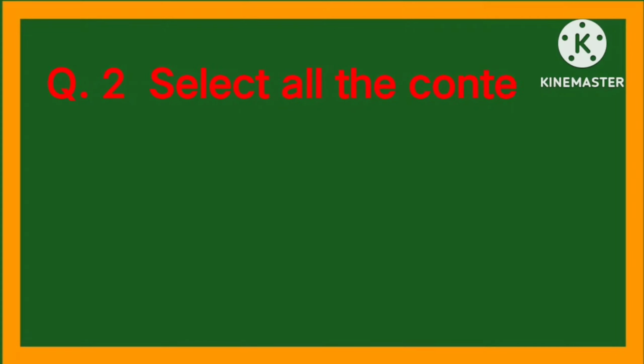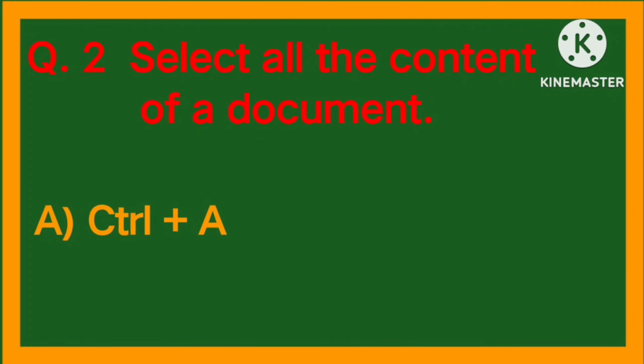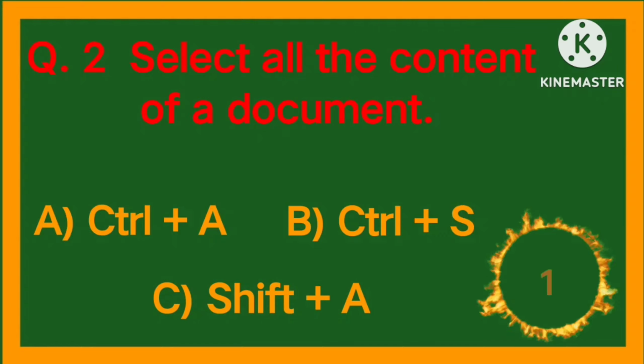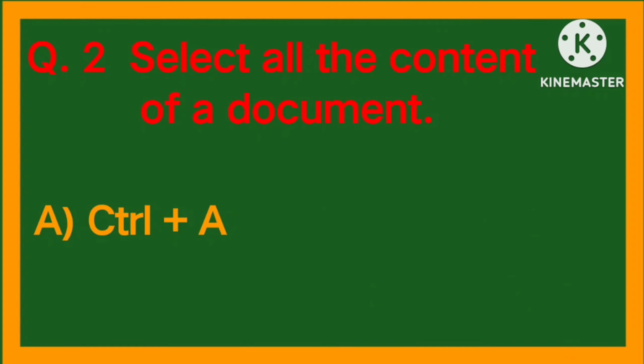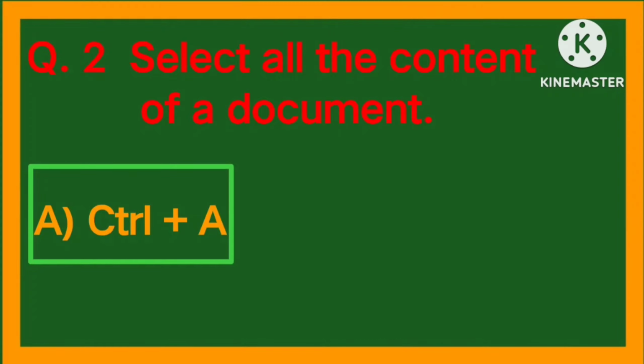Question number 2. Select all the content of a document. Your option is A. Ctrl plus A. B. Ctrl plus S. C. Shift plus A. The correct option for this question is A. Ctrl plus A.